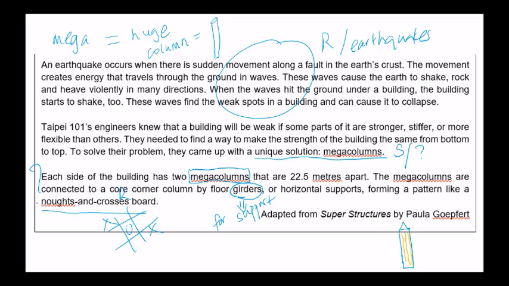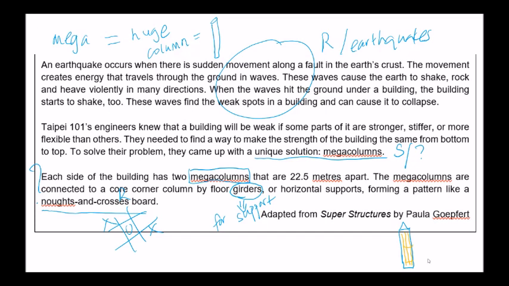forming a pattern like a knots and crossbar. Floor girders. You mean the girders are on the floor? I have no idea. Forming a pattern and horizontal supports like this, like a tic-tac-toe. Does this look like a tic-tac-toe to you? I have no idea. Okay, I guess I need to see more pictures to be 100% sure of my visualization, but I would think I'm a little bit close. Right? It's fine. Doesn't quite affect my understanding of the main ideas in this text.